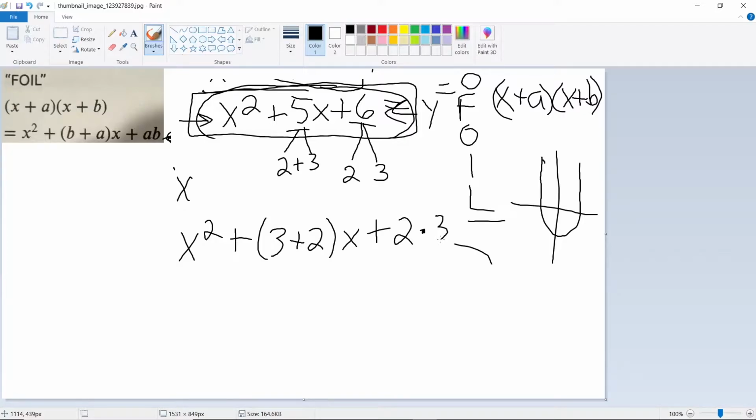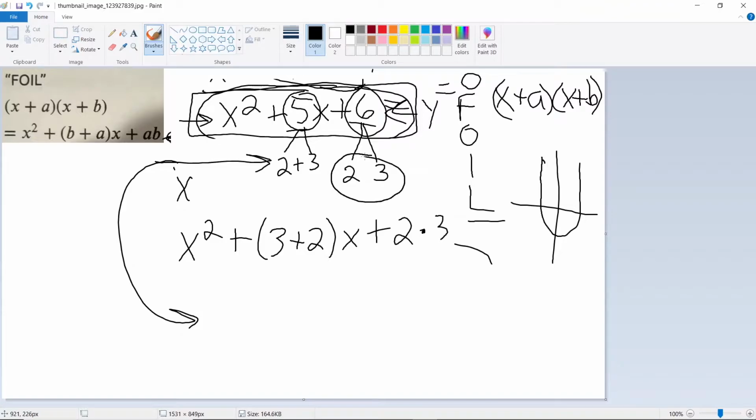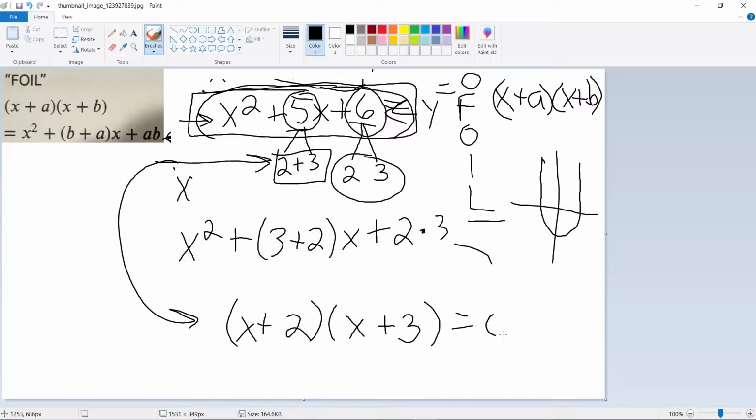You found whatever the last number is, the constant. What numbers multiply to the constant and add up to the number in front of just the x? So in this case, 2 times 3 is 6, and 2 plus 3 is 5. Now, again, you'd usually skip this step, and you'd look at this and say, okay, I found factors that multiply to 6 and add to 5. So you'd put an x like that, and an x like that, and plus 2 plus 3 equals 0.